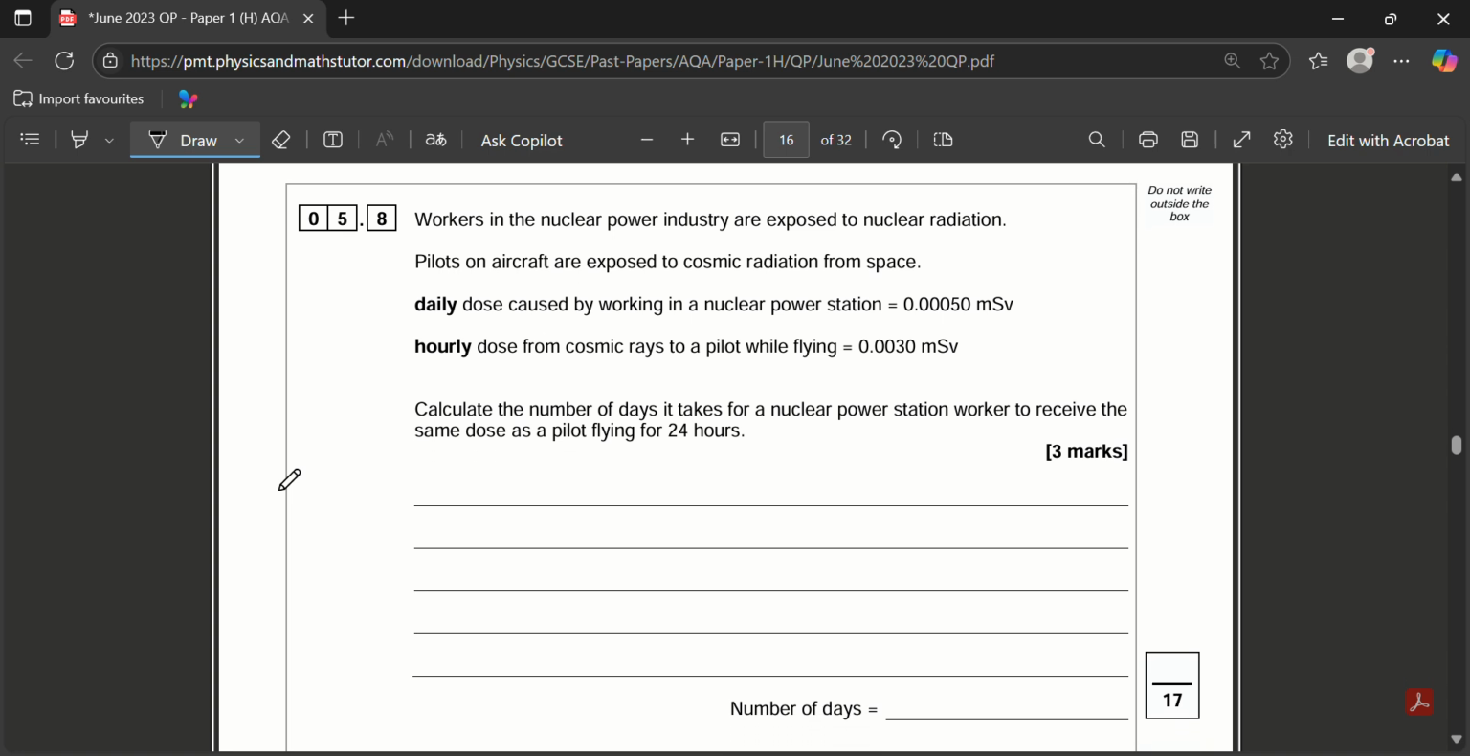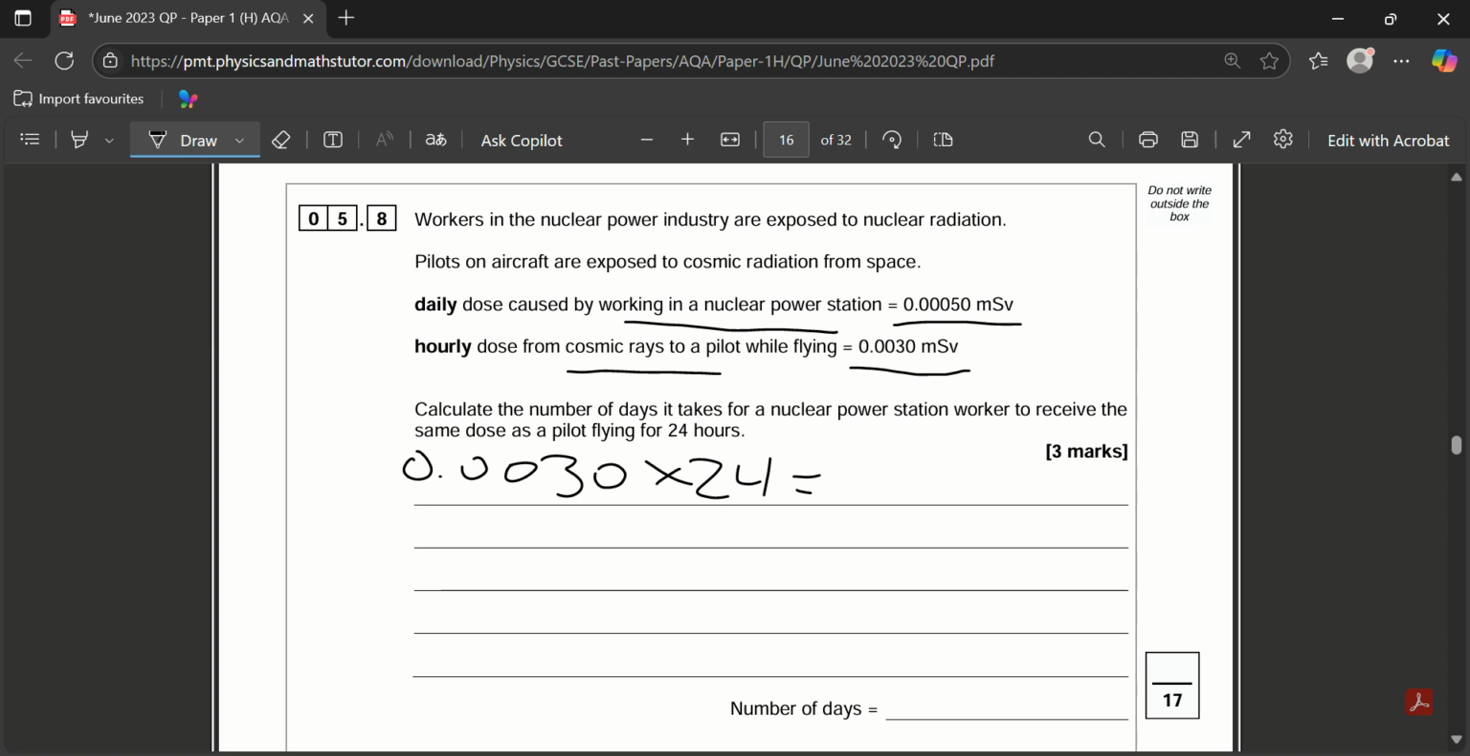This is our final question of part 1 of this video. The daily dose caused by working in a nuclear power station is this many millisieverts, and the hourly dose is this many millisieverts, for cosmic rays to a pilot and a worker in a nuclear power station. Calculate the number of days it takes for a nuclear power station worker to receive the same dose as a pilot flying for 24 hours. So take this hourly dose of the pilot and multiply it by 24 to get the dose in a day.